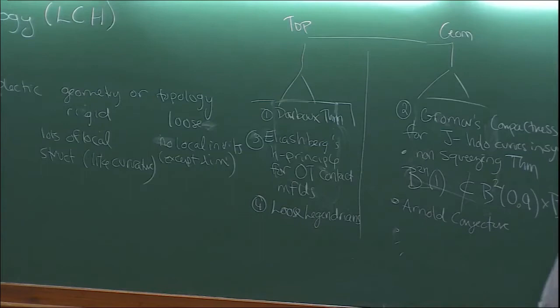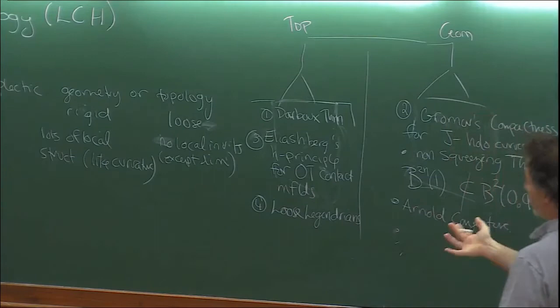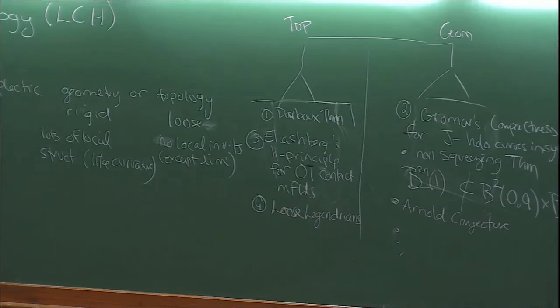I'll put a first open question down. And it's really open in the sense that the question isn't even well phrased. But let's say this. Given that there's a dividing line between the topology side and the geometry side of symplectic and contact geometry, do holomorphic curves capture all of the rigidity?